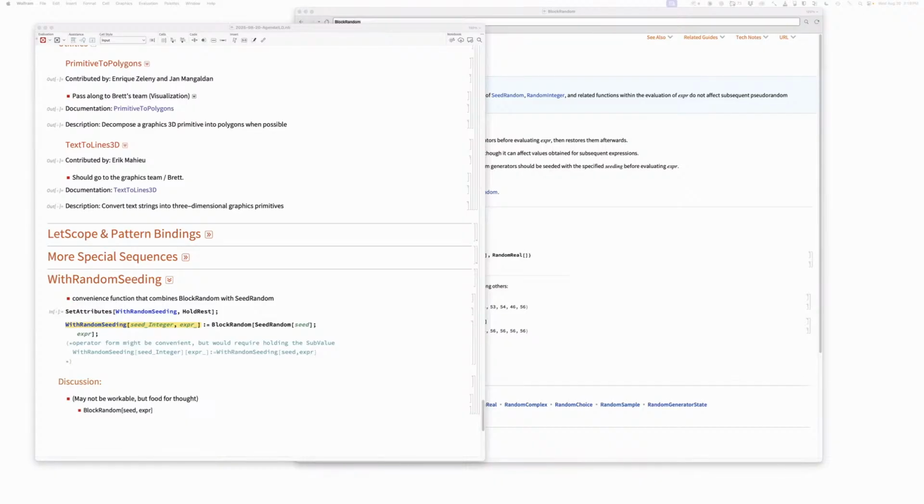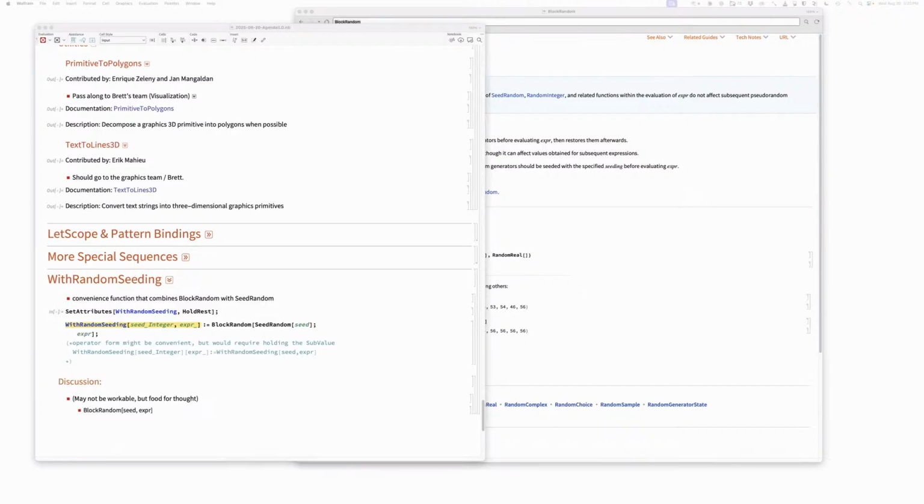I think WithRandomSeeding is obviously useful. And I just disagree unless we add something beyond BlockRandom with the RandomSeeding option, right? Well, except that, look, I have code all the time where I wrote it without thinking about seeding. And then I want to add seeding to it. Now, obviously, I can just put SeedRandom semicolon at the front of it, right? And maybe that's the right thing to do. I mean, that's what I do all the time.